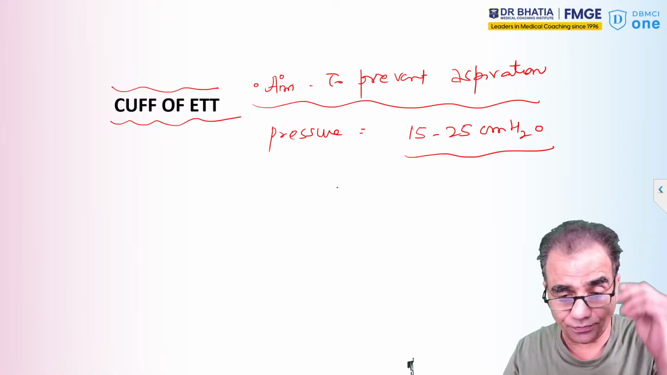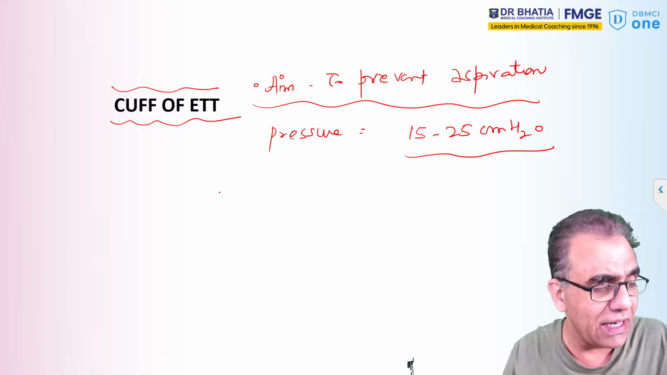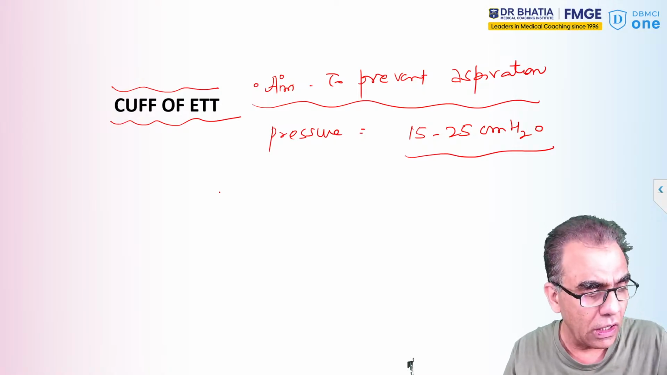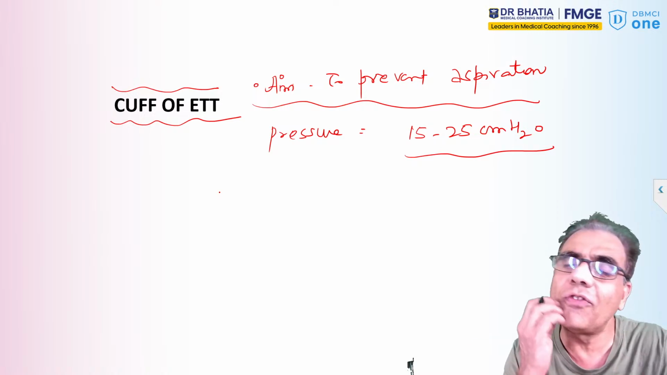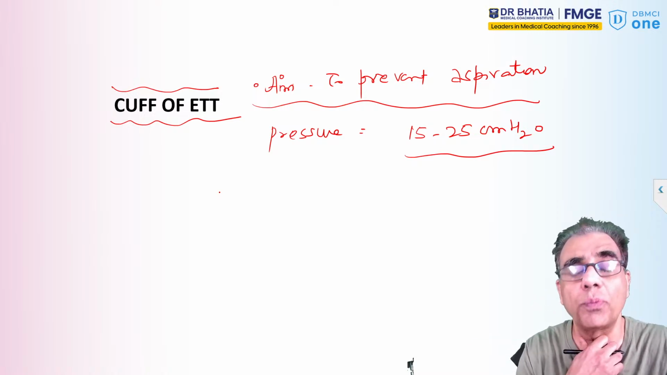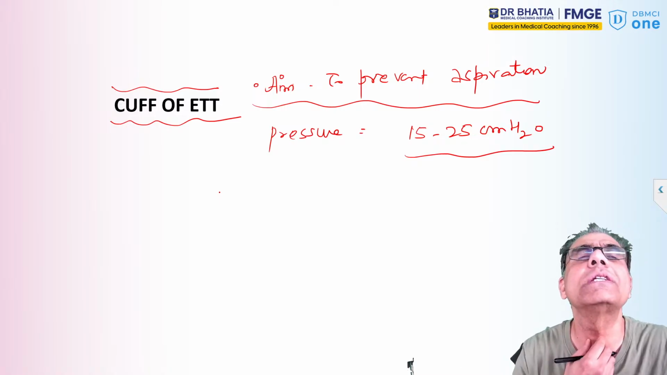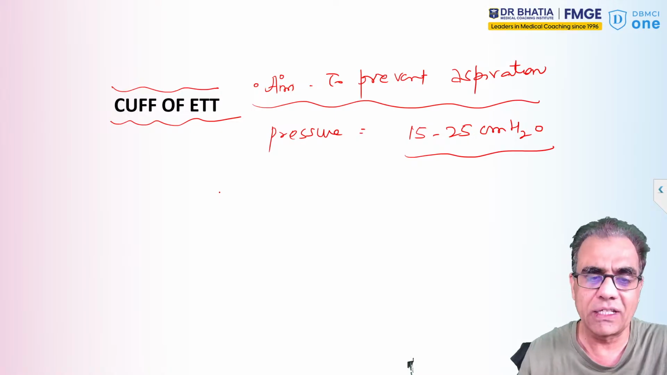And then another very important thing: previously for children less than 10 years of age, we were not using cuff tubes. But now for any age, we can use a cuff tube. Even for a child, we can use a cuff tube. Previously, we were not using cuff tubes in children, considering that the cuff is going to be inflated in the subglottic area. But this concept does not exist.